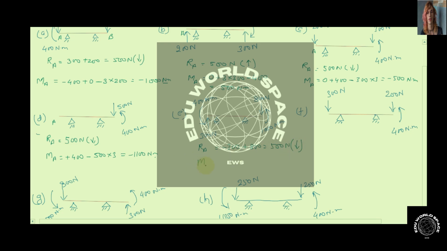If we talk about the moment at point A, since this 300 is passing through the point, it will have 0 effect.